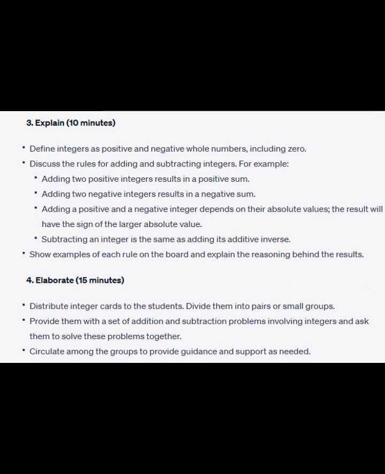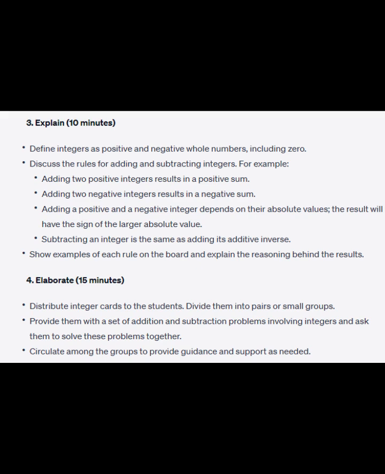3. Explain, 10 minutes. Define integers as positive and negative whole numbers, including 0. Discuss the rules for adding and subtracting integers. For example, adding two positive integers results in a positive sum. Adding two negative integers results in a negative sum.